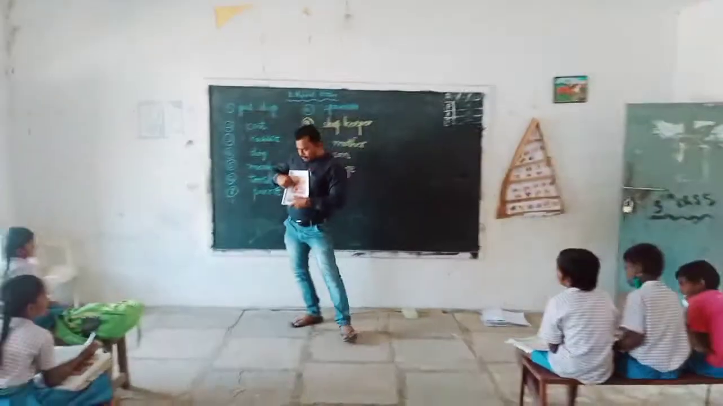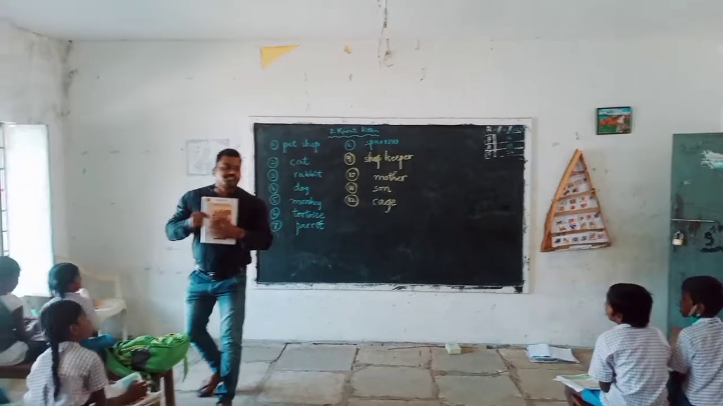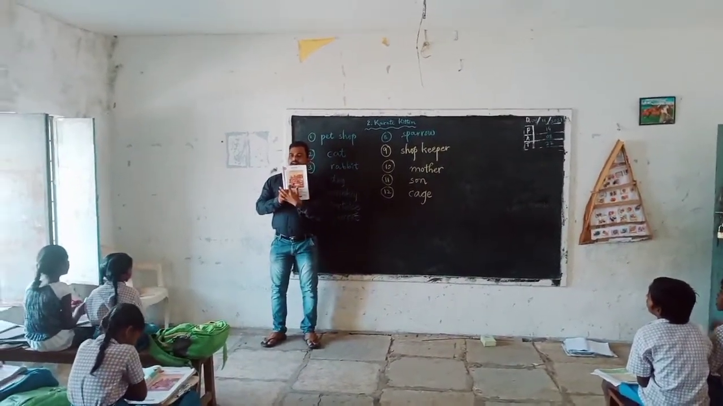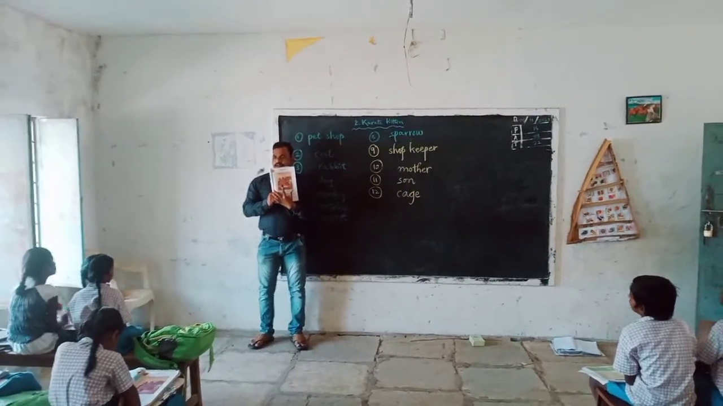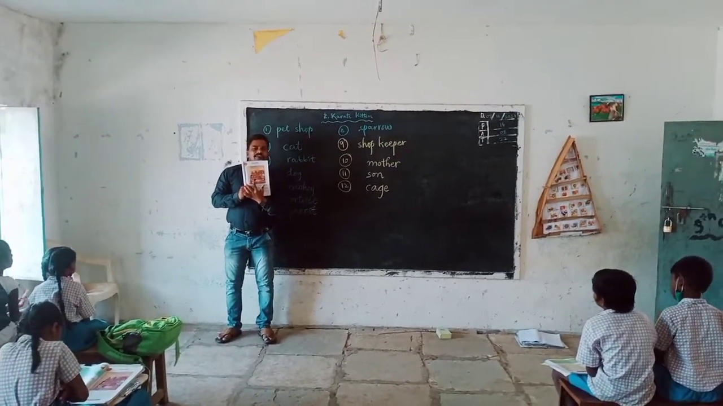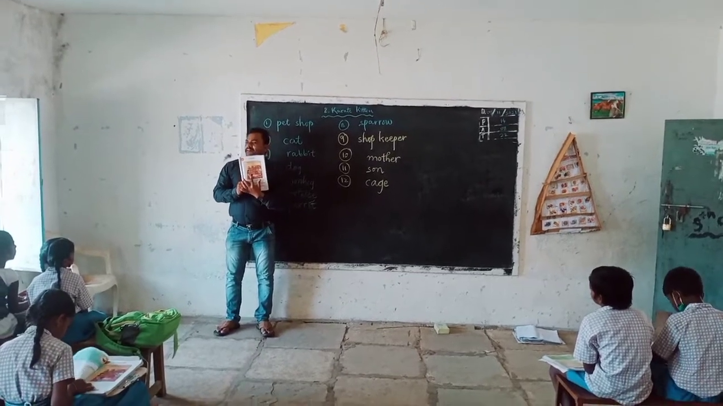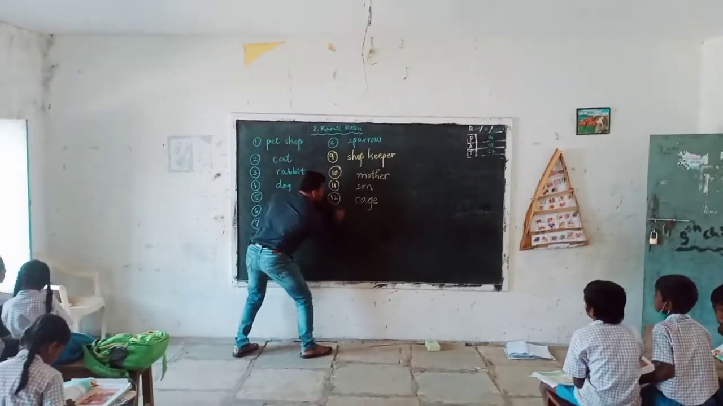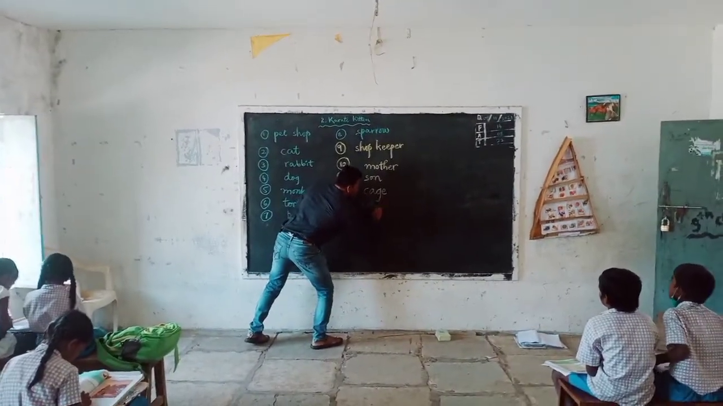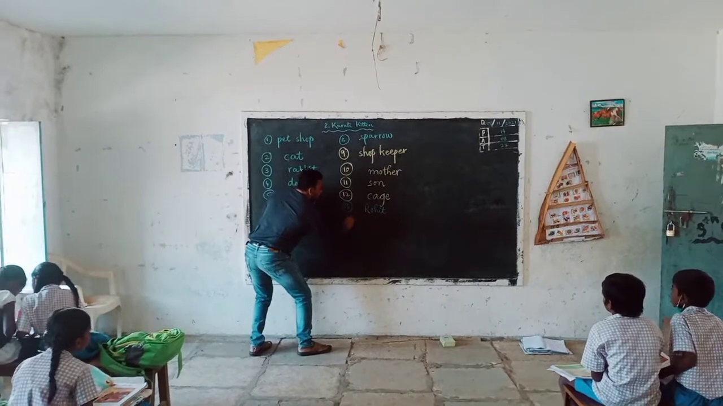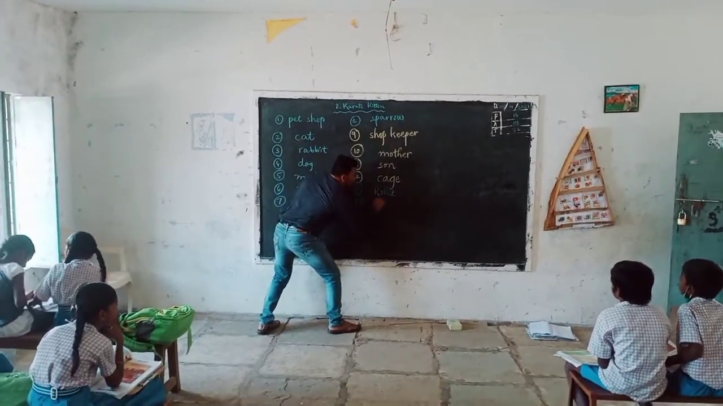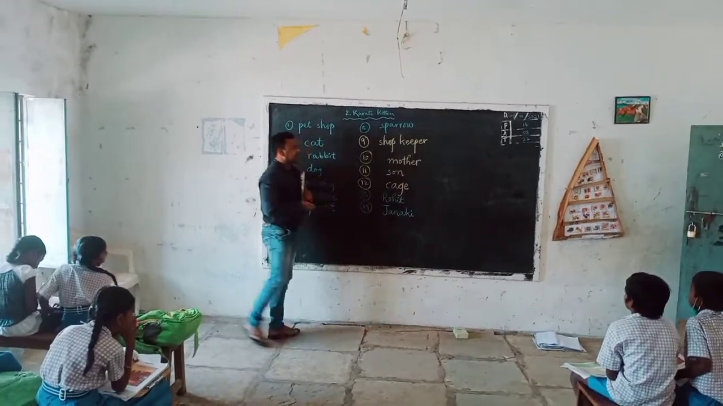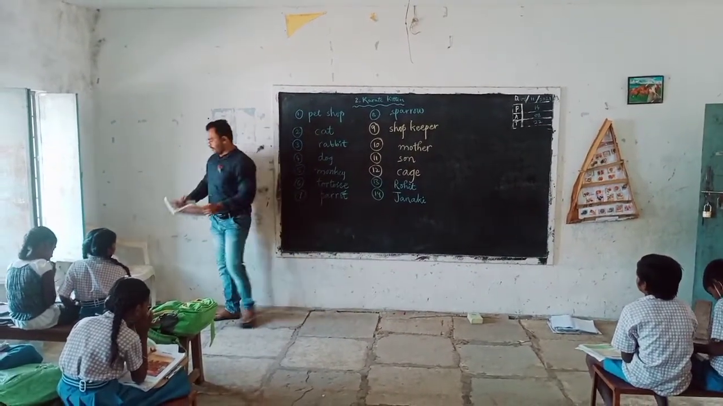Likewise, here in this picture, there are three people: the shopkeeper, the mother, and the son. Do you know the name of the son? His name is Rohit. And his mother's name is Janaki. Okay, children?